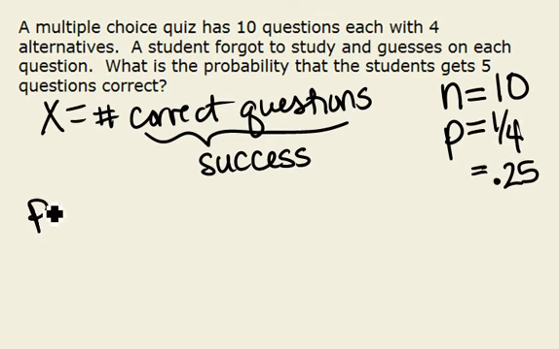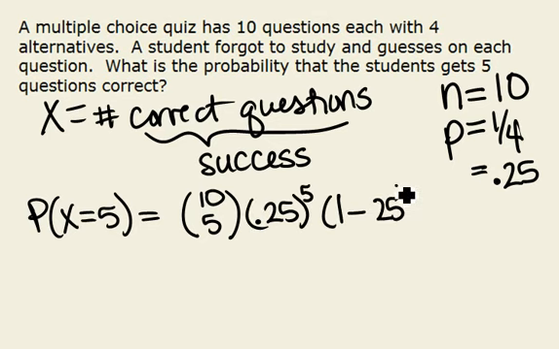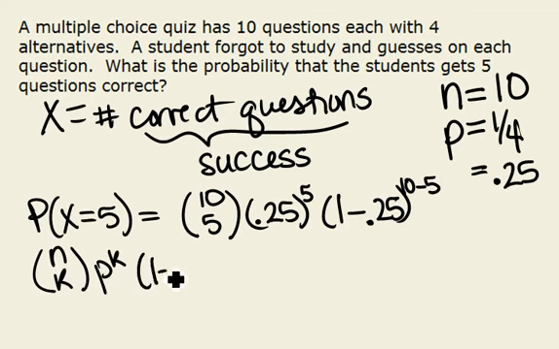So if we want the probability that x is equal to 5, we take our 10 choose 5 times p, which is 0.25 to the power of 5, times 1 minus p to the power of n minus our k, which is 5. So here we are using the formula that says take n choose k times p to the k times 1 minus p to the n minus k. And our k is equal to 5.